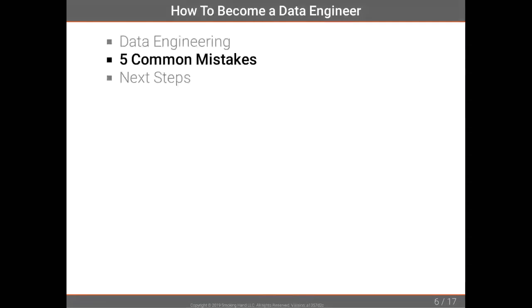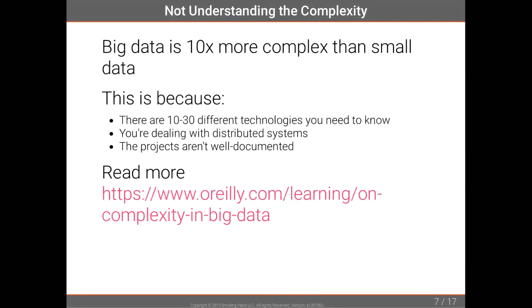Now let's talk about the five most common mistakes I see people make when they're trying to become a data engineer. The first one is not understanding complexity. This is key and crucial and incredibly important. It was so important that I wrote an entire post, which you can see at the bottom, for O'Reilly. I wrote that because I saw that management, individuals, and teams in general did not understand the complexity increase for big data.